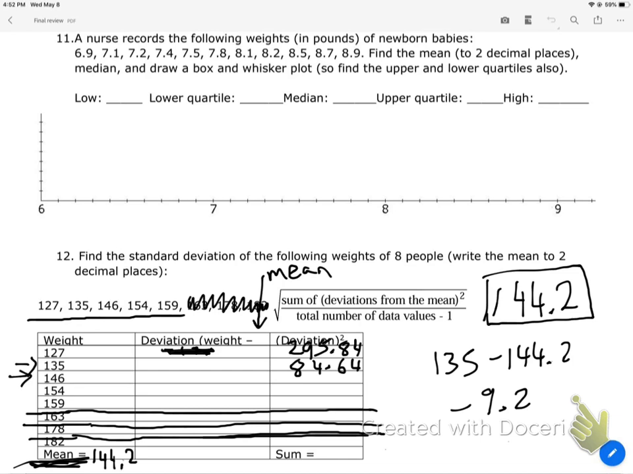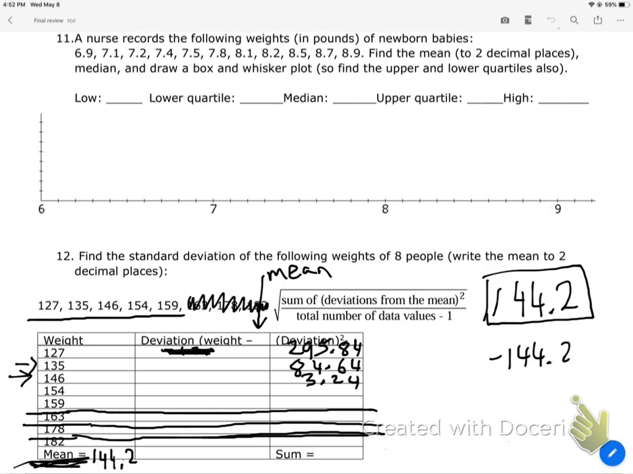Right, let's go for the 146. This will give me a positive answer. 146 minus 144.2, well, that's actually 1.8. So what's 1.8 squared? 1.8 squared, 3.24. So that is 3.24 for the 146.